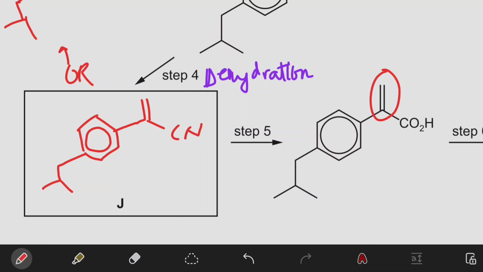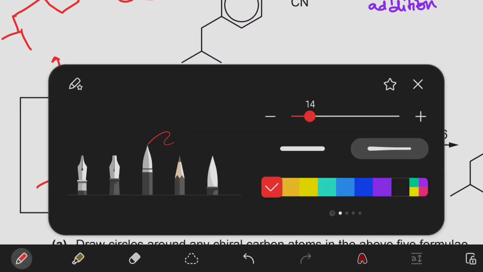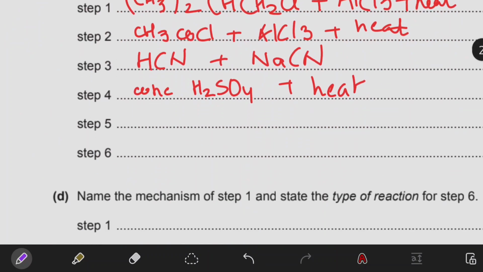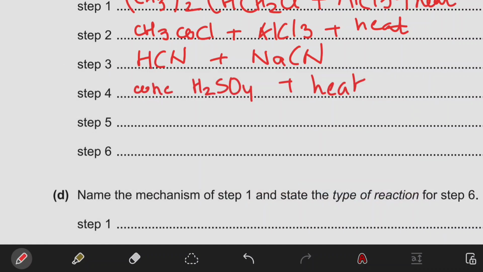Now for step 5, CN is being converted to CO2H, and this is hydrolysis of nitrile. So we need water and we need acidic medium, right? So we can say aqueous HCl plus heat. Let me write down the name of the reaction first. Hydrolysis, and aqueous is very important to write.